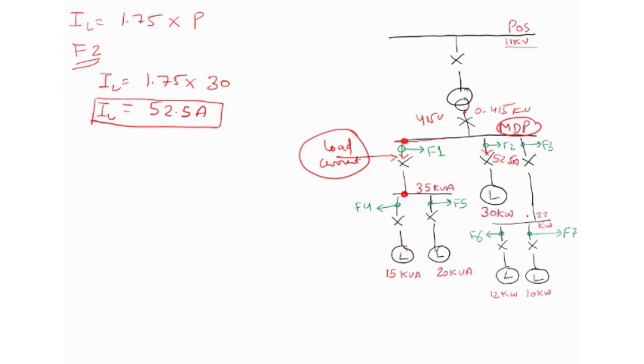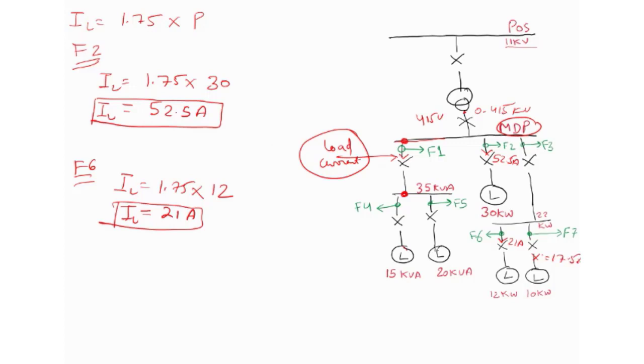Similarly for feeder 6, IL equals 1.75 into the load connected to this feeder, which is 12 kilowatts. Multiply by 12 and you get 21 amperes. So the load current, or branch current or circuit current, of this feeder is 21 amperes. Similarly for feeder 7, you can calculate it, it is about 17.5 amperes.